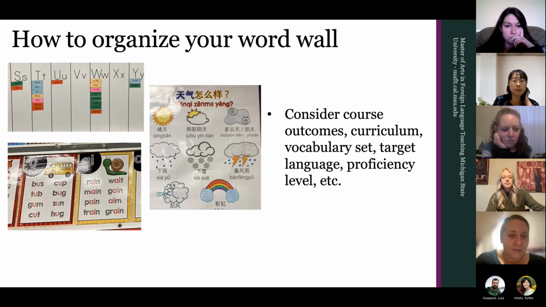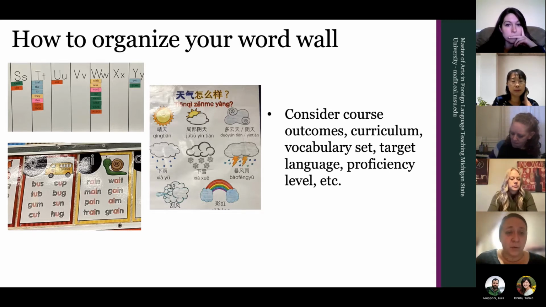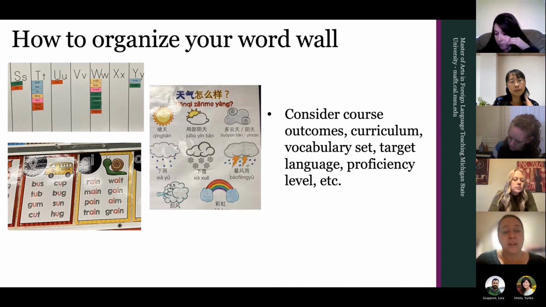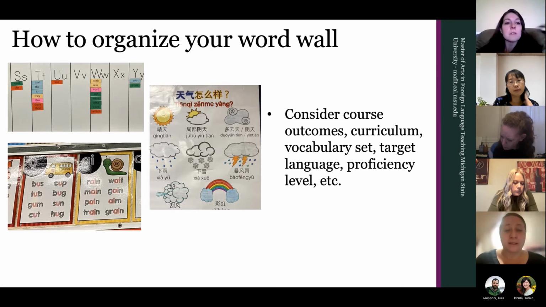So on the left, you have an alphabetic word wall, and that's from one of my coworkers who teaches first grade English. Her objective is to teach her students to read. They already speak English, but now they're learning how to decode and encode simple words. So in her context, she wants a form-focused approach where they're thinking about words in relation to their sounds and their spellings.